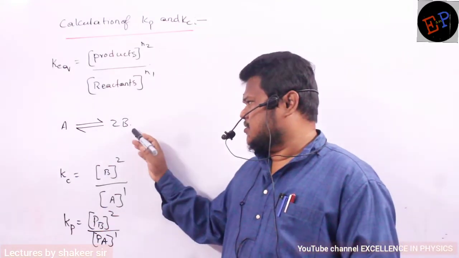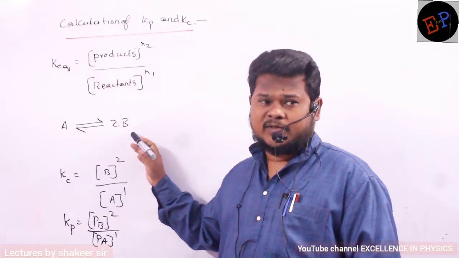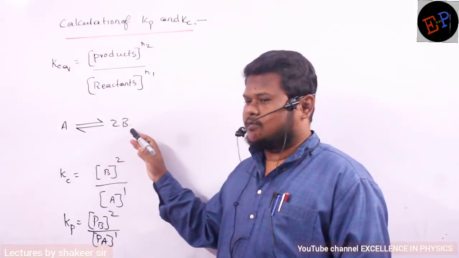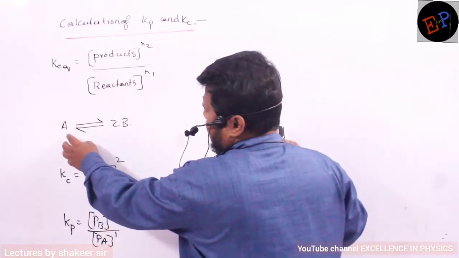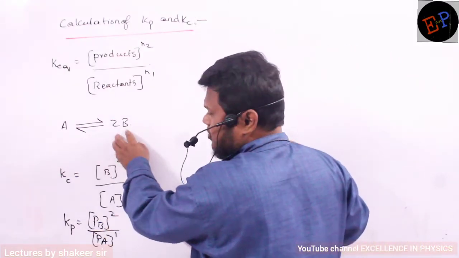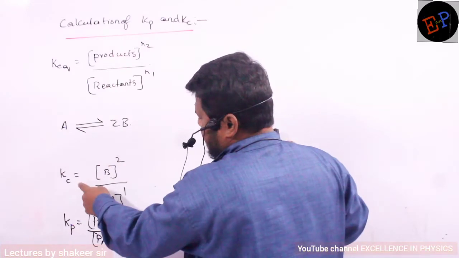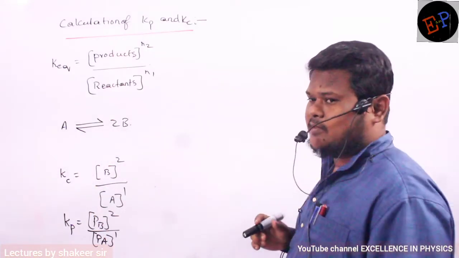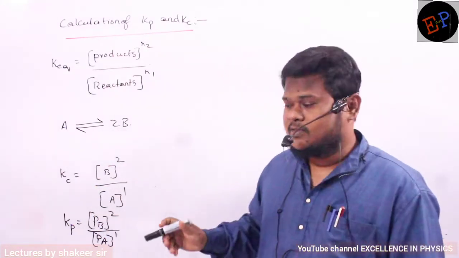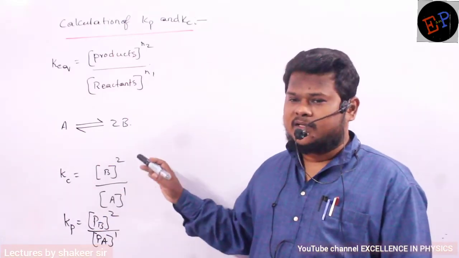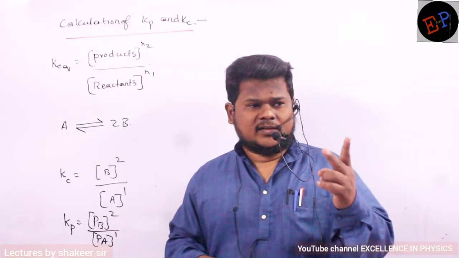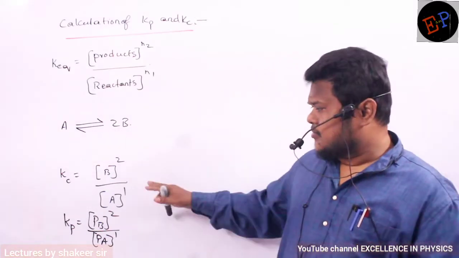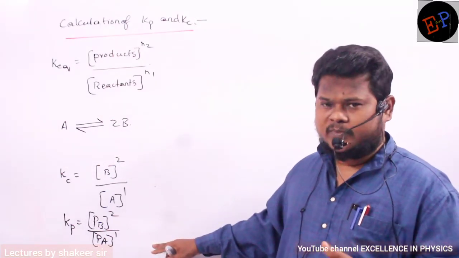For example, if this is a reversible reaction, A converts into 2B. The stoichiometric coefficient of the reactant is 1, the stoichiometric coefficient of the product is 2. Then Kc means what? Equilibrium constant in terms of molar concentration. C means concentration, already we studied that. I can write the equilibrium constant in 2 terms: in terms of concentration, and also in terms of pressure.